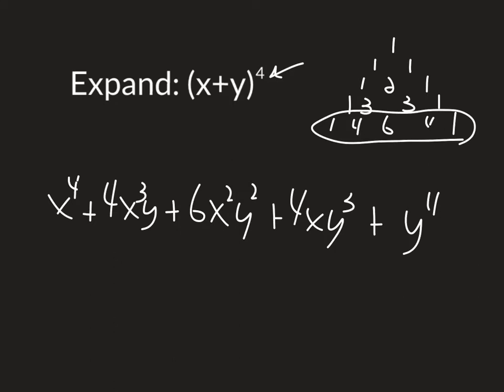All right, another pattern. Look at the exponents. That's a 4, that's a 3 and a 1. That's a 2 and a 2. That's a 1 and a 3. That's 4. All those exponents, if you were to add them up, always equal that main exponent right there. Another cool pattern.